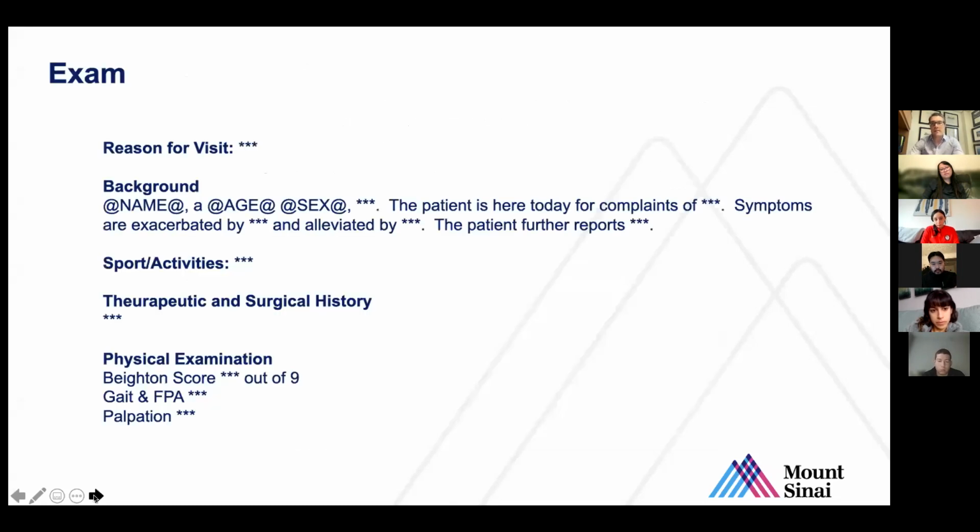So this is the beginning of my exam. That's what I have in my sheet, and I also have a separate work one in school. So I just want to see what their activity level is and what they have done previously. But then I go through a Beighton score. I do a Beighton, I do a gait.